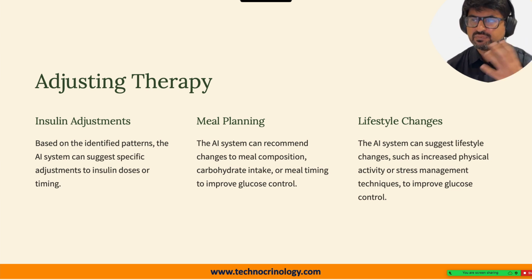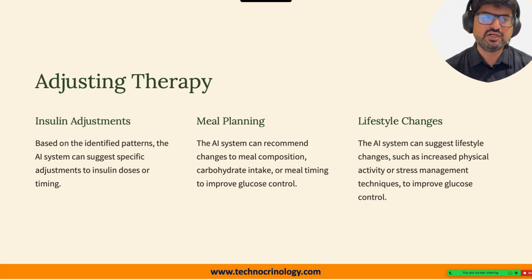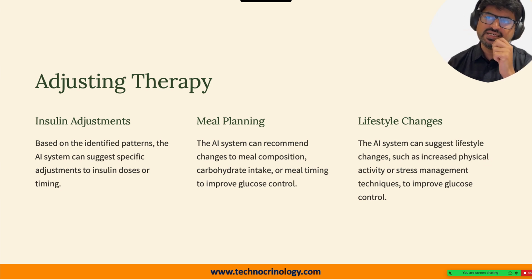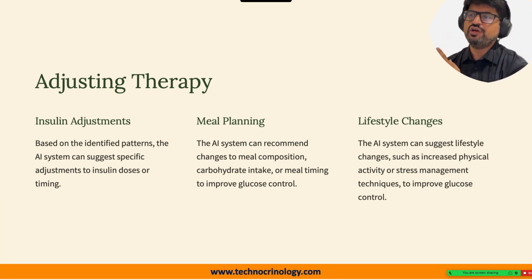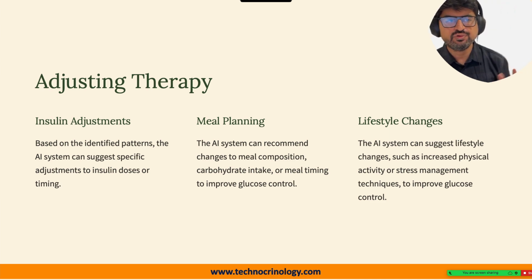You do insulin adjustment. I'm going a little fast because the idea is that you all know how to interpret CGM. I'm just telling you how it's done by ChatGPT based on the prompt that we have written. So you do insulin adjustment, meal planning. What I'm saying is that you don't have to use a specialized tool for it. ChatGPT itself you can use. The only thing is you have to write a good prompt. That is all we need to do.